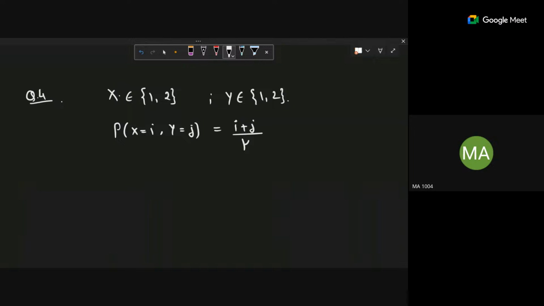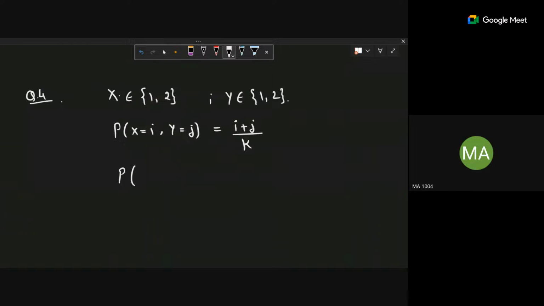So it is given that x and y can take these values. Can you just tell me which kind of random variables these are? Discrete random variables, that are taking only two values. And one more piece of information given to us is that x is taking value i and y is taking value j, and this probability is given by (i plus j) by k. So can we have a table from this joint PMF? Yes, ma'am, we can do it.